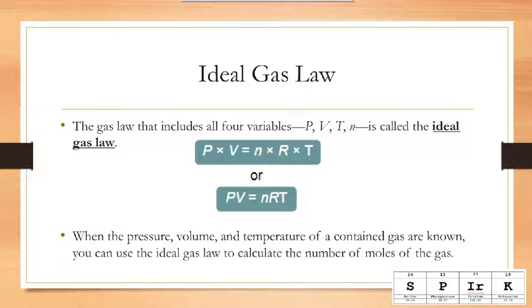The gas law that includes all 4 variables, P, V, T, and N, is called the ideal gas law. So we have PV equals nRT. And when the pressure, volume, and temperature of a contained gas are known, you can use the ideal gas law to calculate the number of moles of the gas.